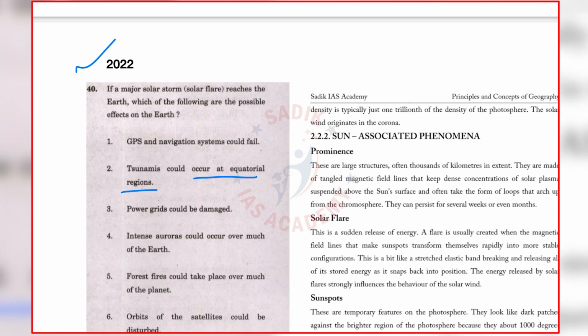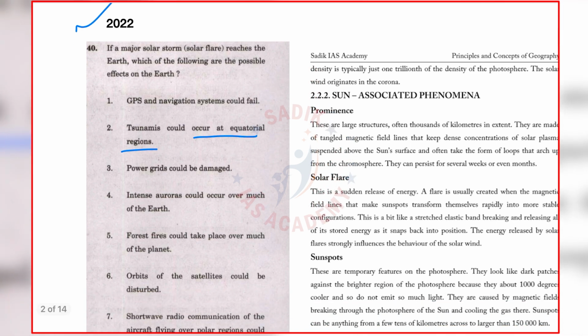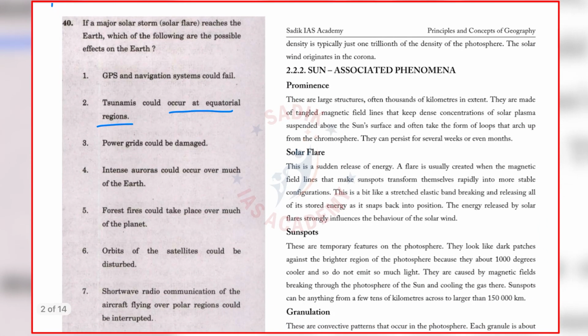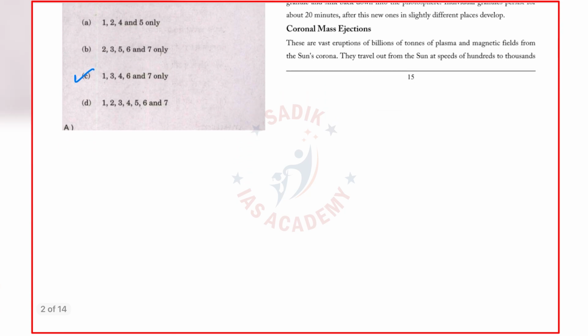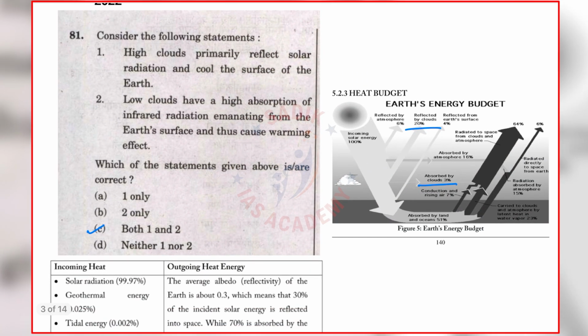A major solar storm, it is about the solar storm, a solar flare. The question is asked whether it is affecting tsunami or the equatorial region. I have given the content about the solar flares also, which, if you read this, you can sufficiently answer this question. Next, let us see. We have a 2022 question also.